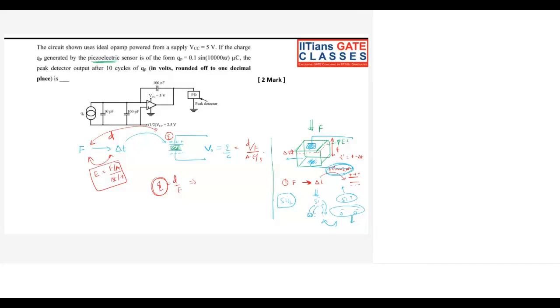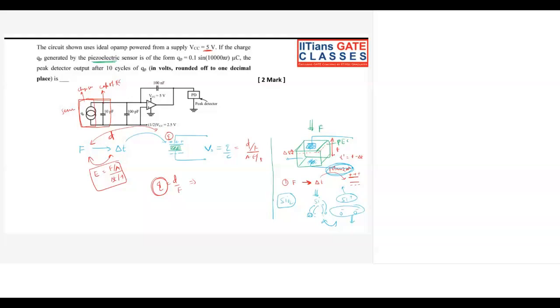Yes, piezoelectric sensor. And let's read the question. What is there? The supply voltage is 5 volt. So this op-amp is powered with a supply voltage of 5 volt, and the sensor is attached here. We are going to model the sensor, and you will find that these two parts constitute the sensor. This we call the charge generator, and this we call the capacitance of the piezoelectric sensor.